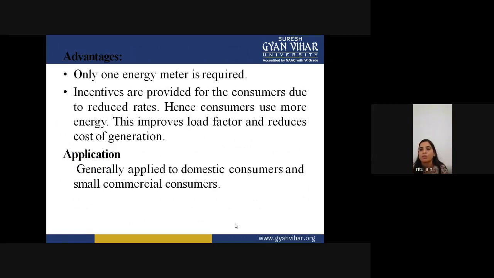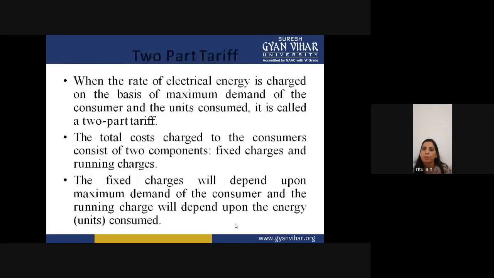Incentives are provided for the consumers due to reduced rates. Hence, consumers use more energy. This improves load factor and reduces cost of production. Applications: generally applied to domestic consumers and small commercial consumers.